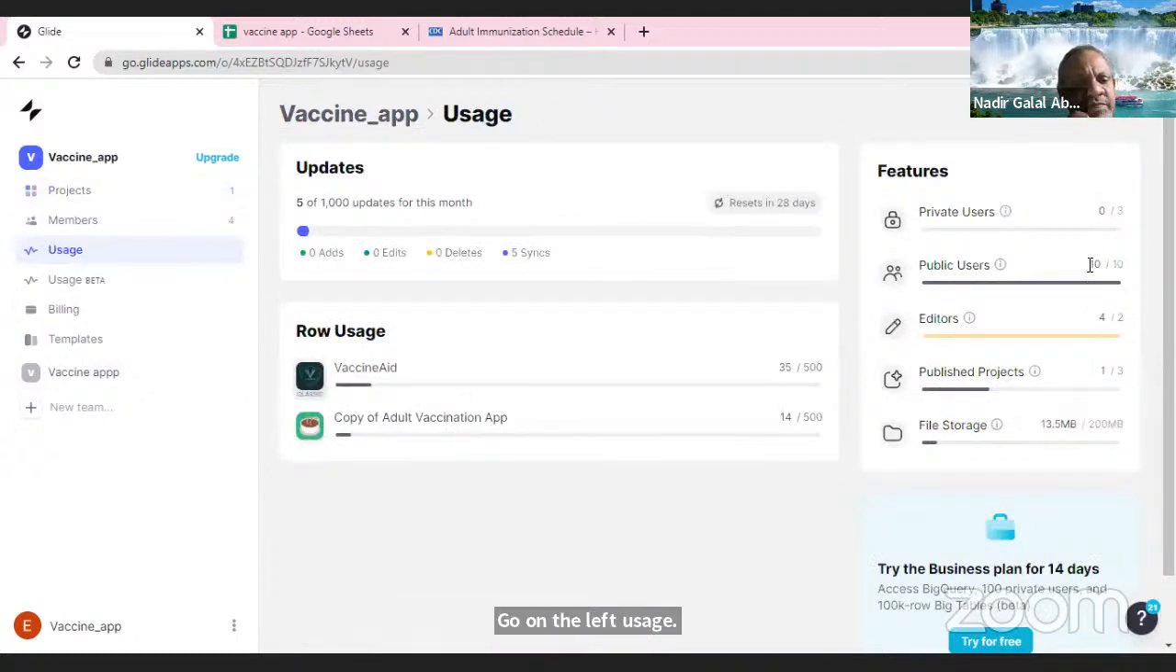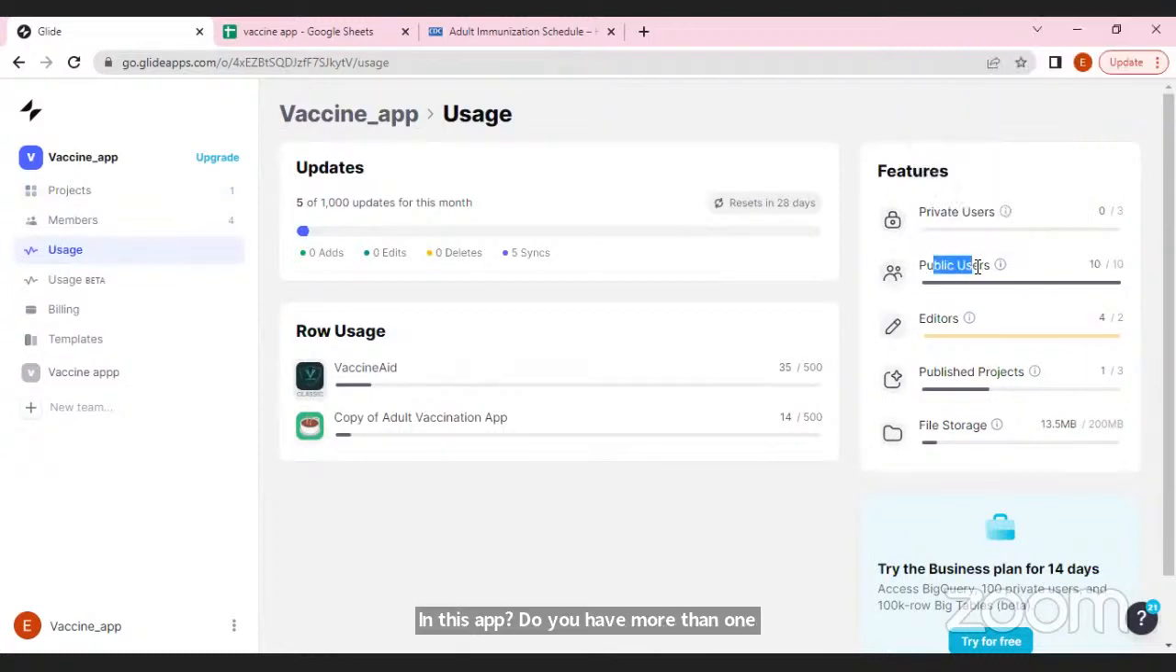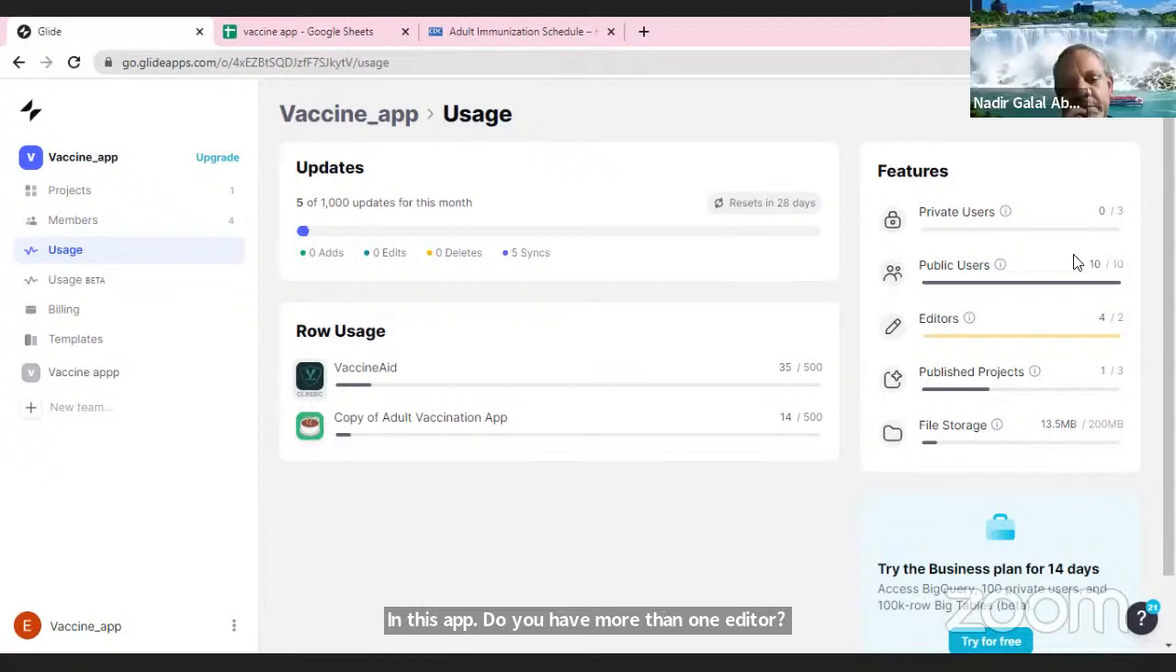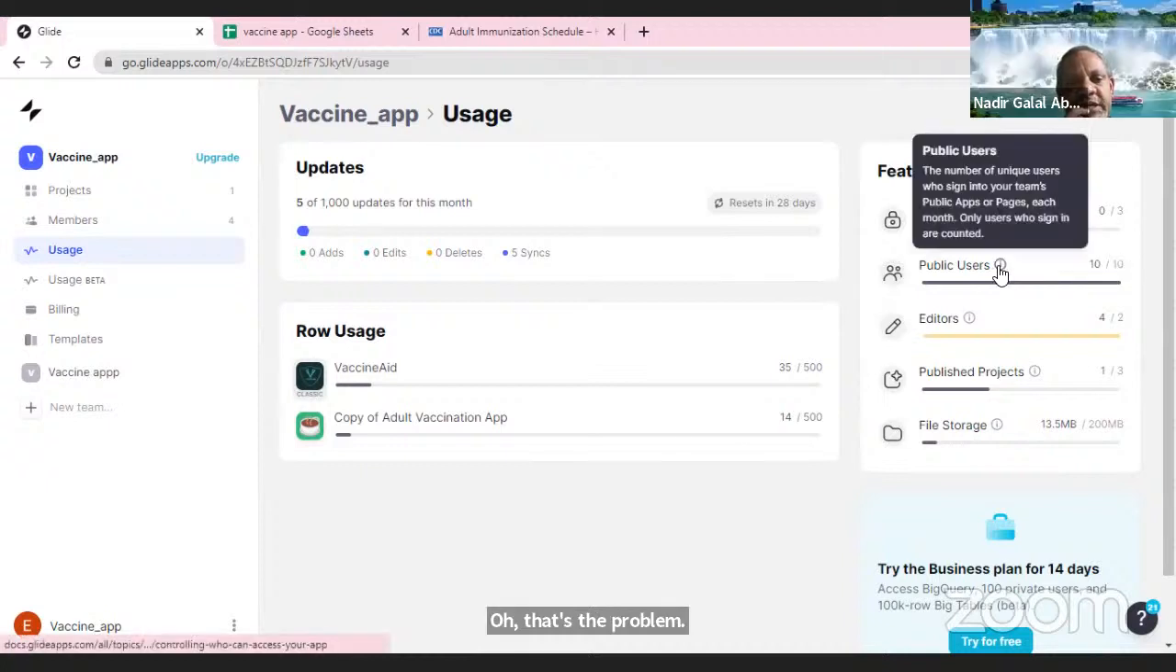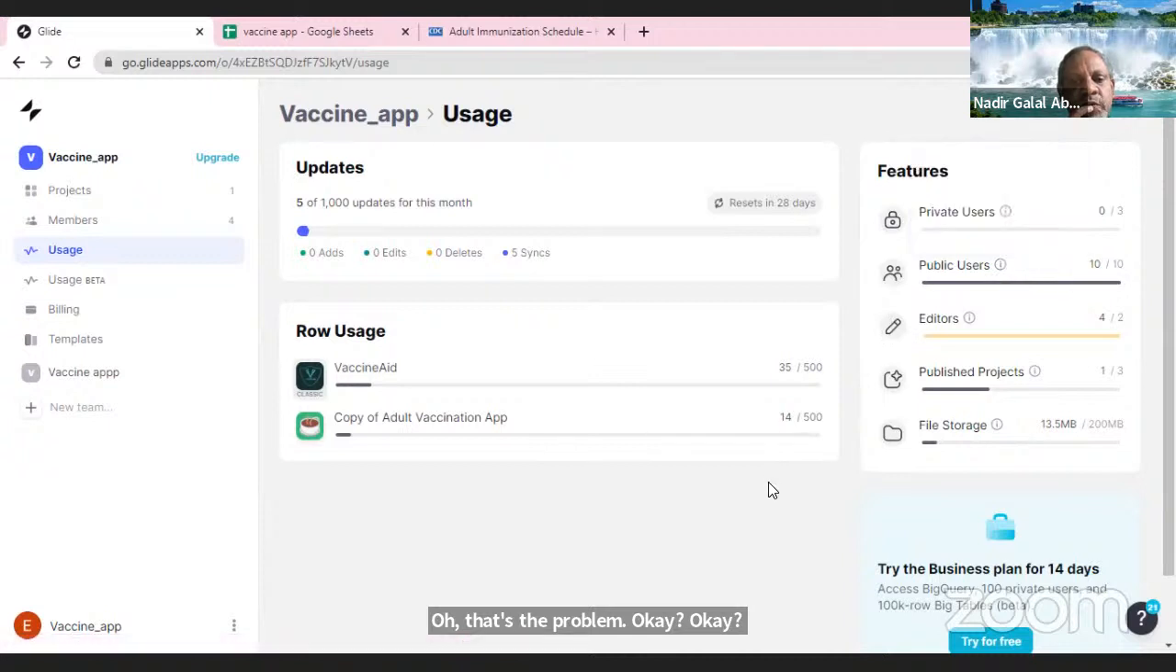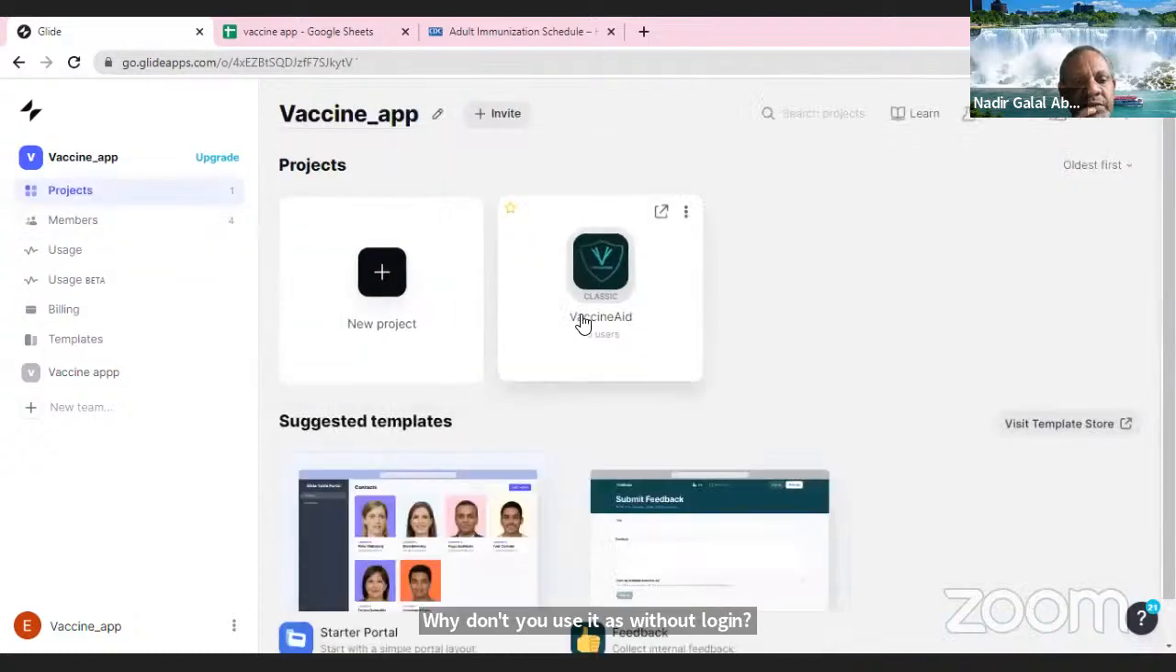In this app, do you have more than one editor? It just says the public users are 10 out of 10. So I think that's the problem, the issue. Okay. Why don't you use it without login? Go to the app again. Okay. Click on it and then on the security.